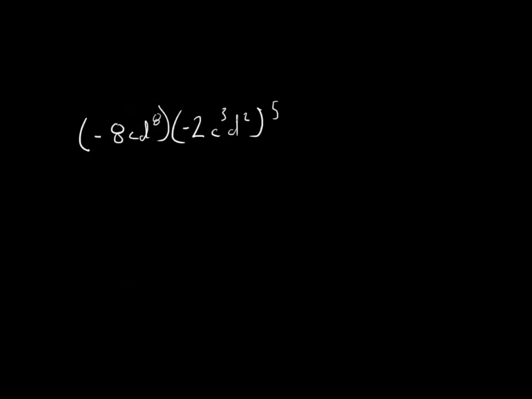If you can handle number 6, you will probably do okay on the computational part of tomorrow's test. Just remember to do order of operations. Exponents first, then multiplication. So let the 5 act on the negative 2, the c cubed, and the d squared. Negative numbers to odd powers make negative numbers. So that's negative 32. Multiply the powers, c to the 15th, and again multiply the powers, d to the 10th.